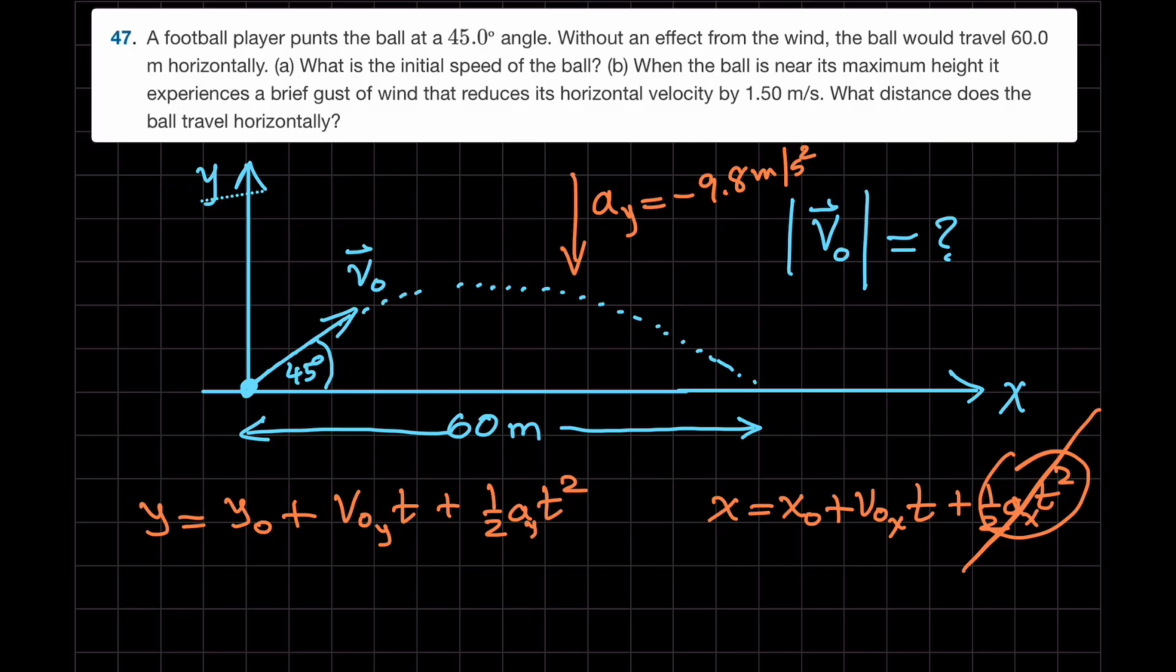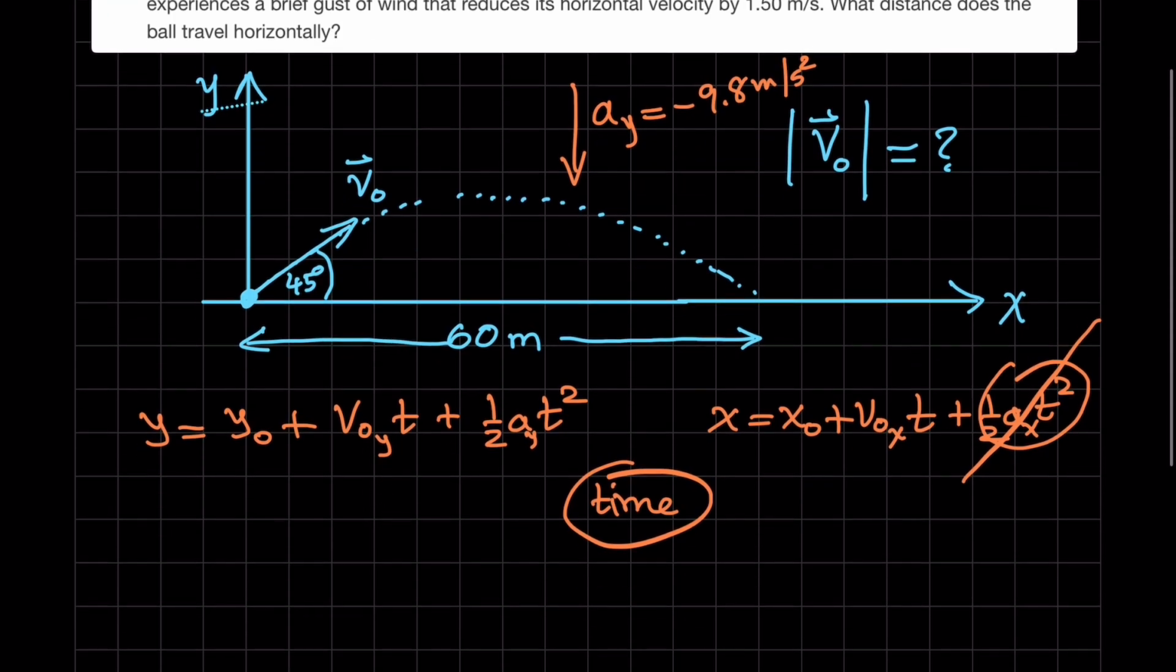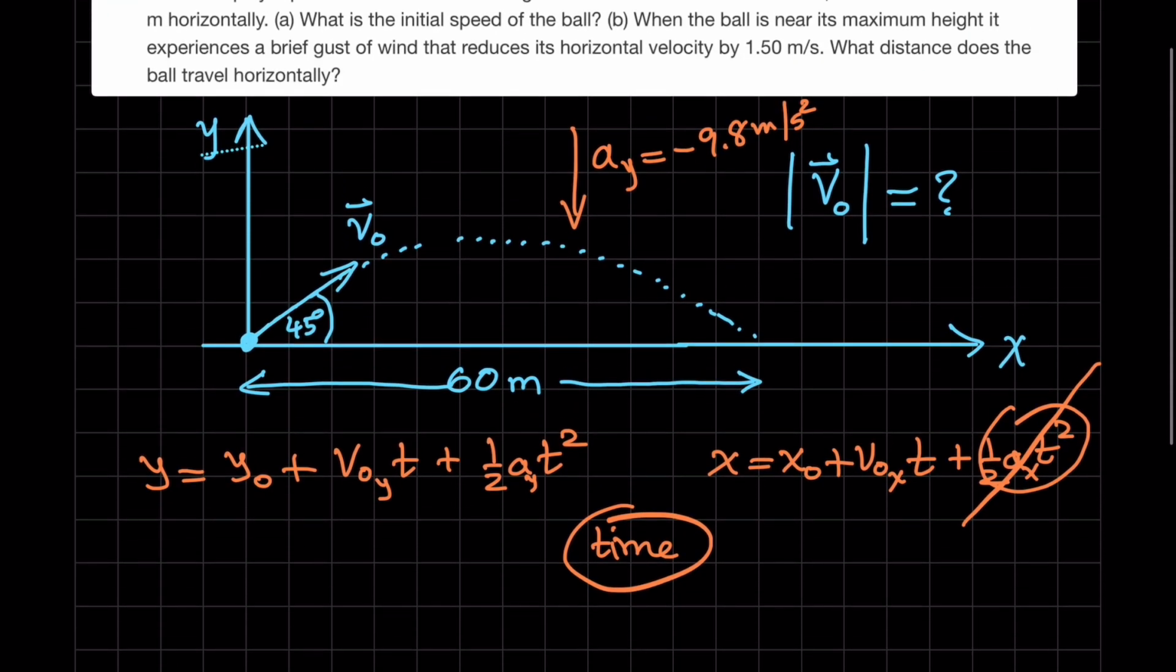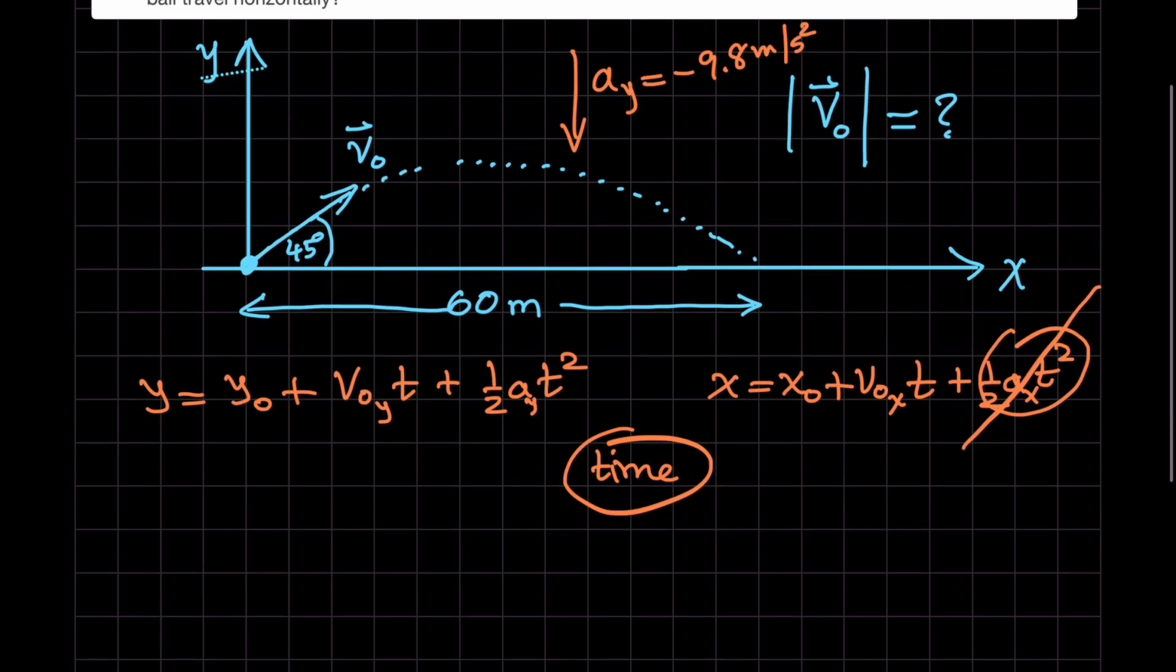Now, notice when we're trying to solve this, there's something common between the two equations, and that is the time, right? That is common between the two. The time we're talking about in the y equation is the same time we're talking about in the x equation, right? Just something to notice. Don't forget, our objective is to find the initial speed, right? So using these two equations, we're going to try to solve for that initial speed.